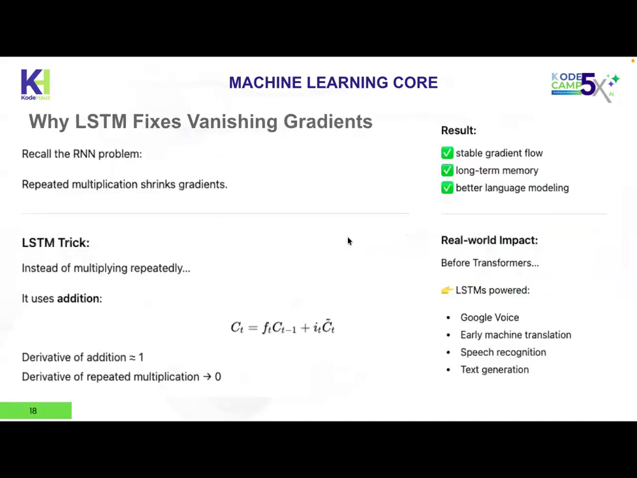Yeah. So basically it uses addition, right? Instead of multiplying repeatedly, it uses addition. Essentially, the forget gate determines a measure. So instead of using weights, basically they were using gates. The forget gate determines how much of the previous cell state comes in, while the input gate determines how much of the current input comes in. And those two are summed to form the current cell state, which is C_t.